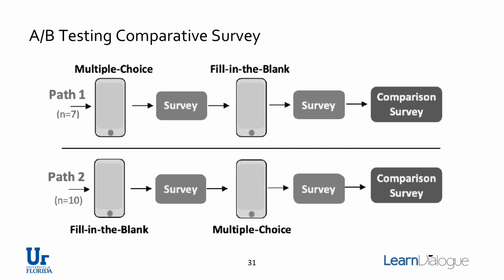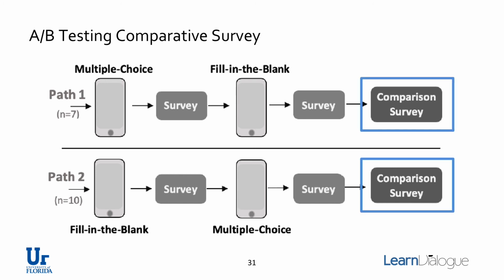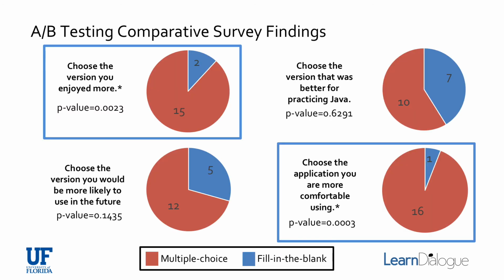In addition to the surveys given out after a participant used each version of the application, a comparison survey was administered after the entire session. This survey required the participants to directly compare the 2 versions of the application. It had 4 questions and results were analyzed using a 1-sample test of proportions. Here are the 4 questions from the comparative survey.